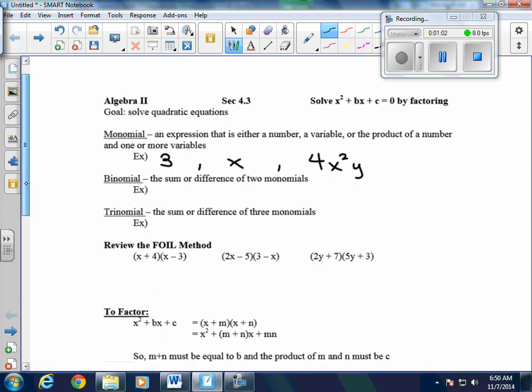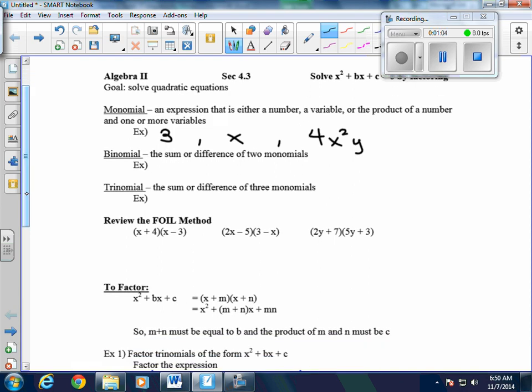A binomial is the sum or a difference of two monomials. So x minus 3 is a binomial. And 3y plus 4 is also a binomial. Okay, so those are two examples of binomials. And it could be something as complicated as 3x squared minus 4/5 w cubed z to the 5th. That would also be a binomial because we have two terms. 3x squared is a term, and then all of that last part is a term as well.